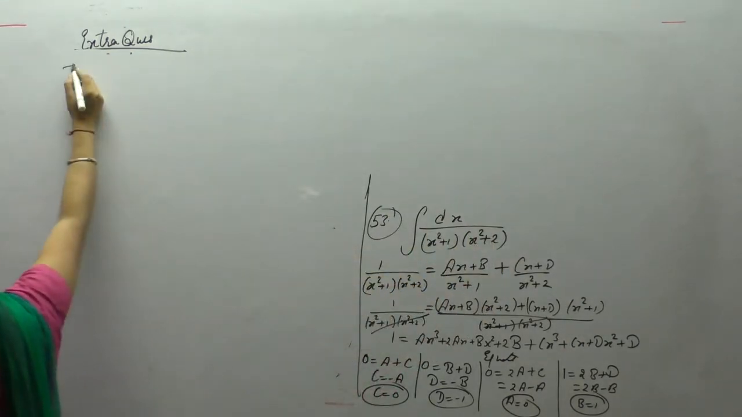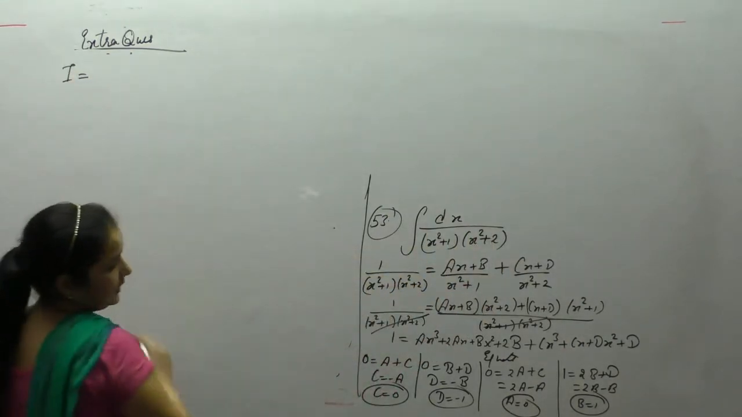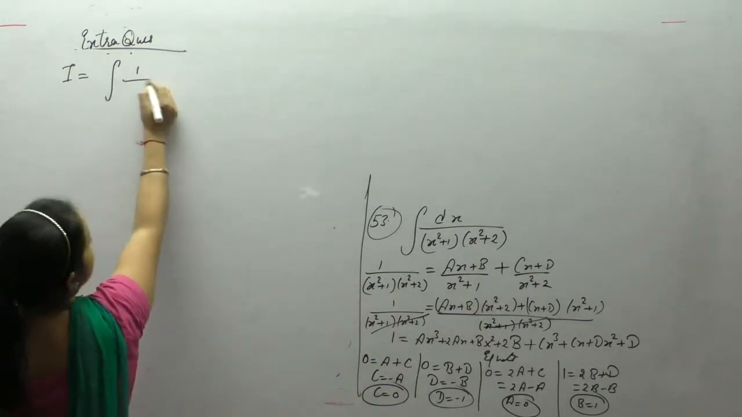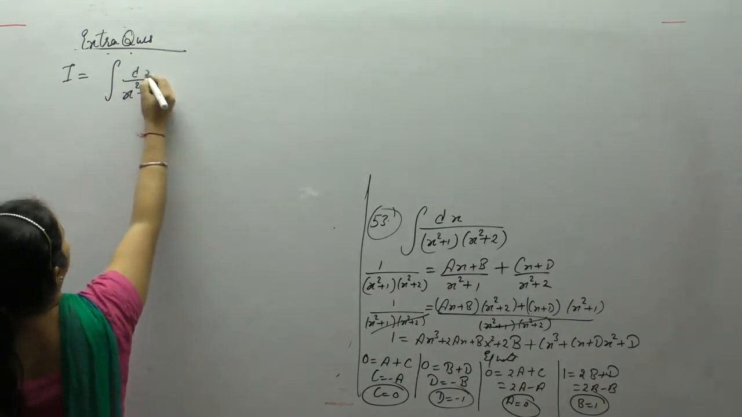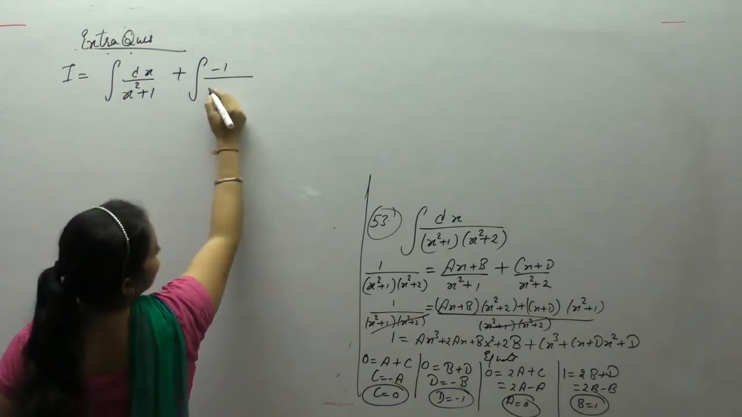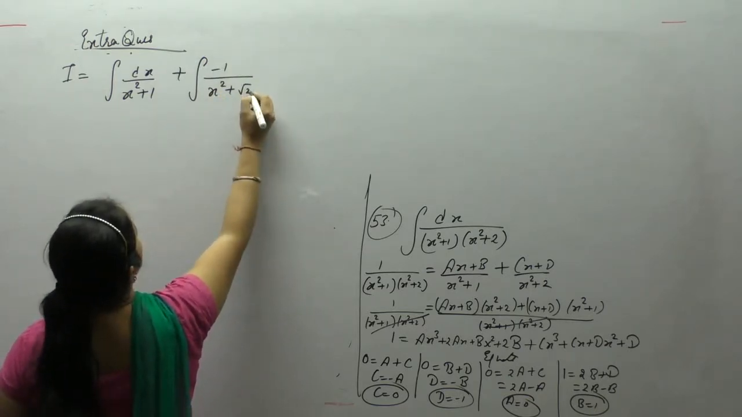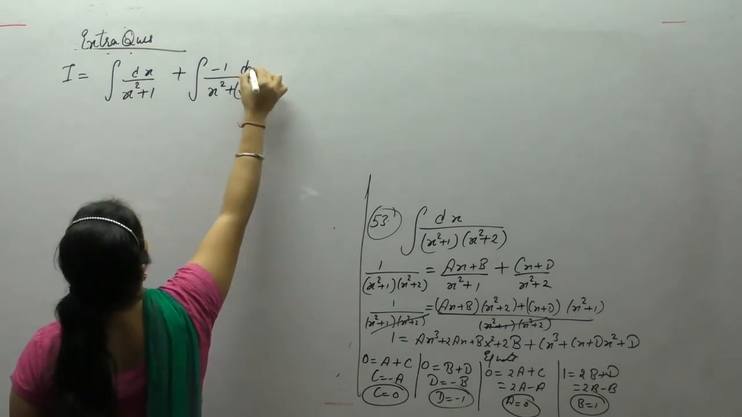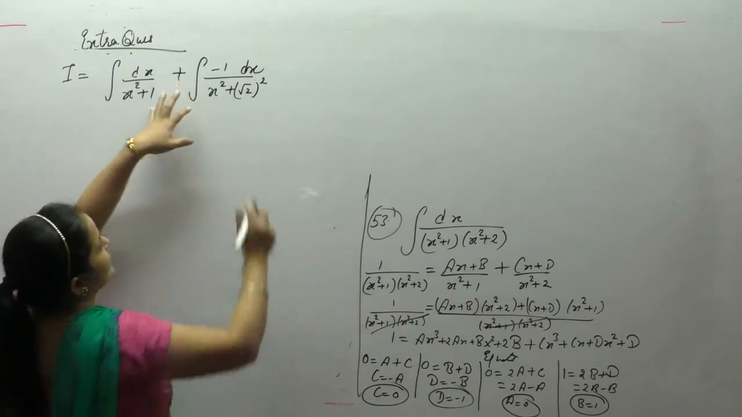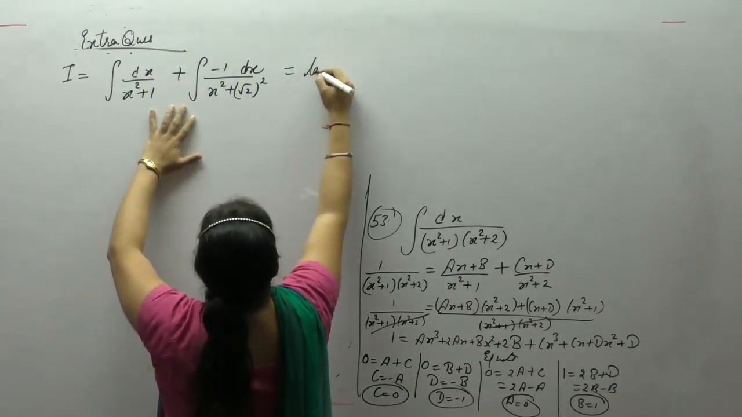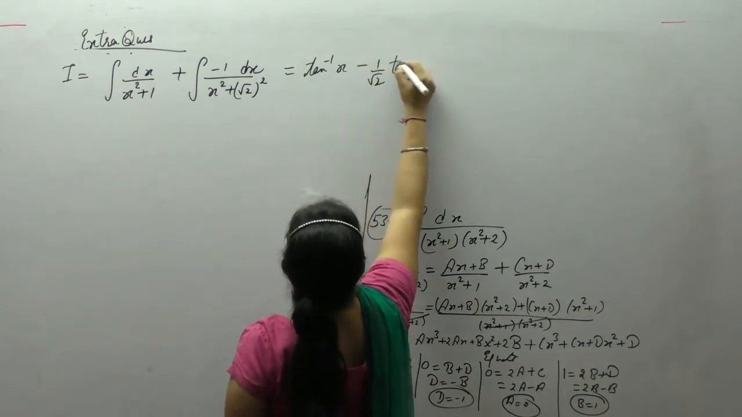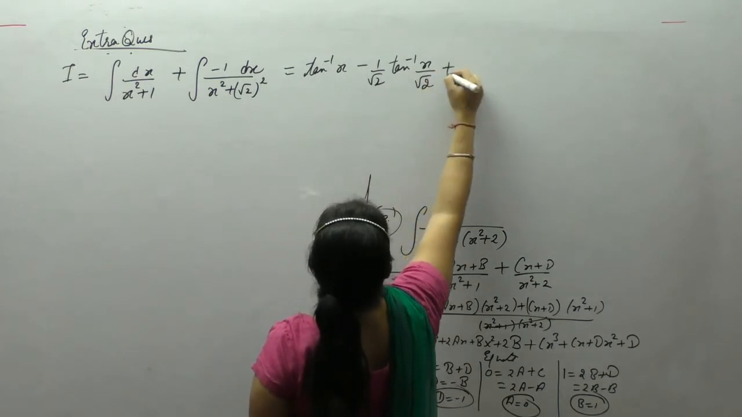Put these values in the given integral. a is 0, 0 into x plus b, b is 1, upon x square plus 1. c is 0, 0 into x, d is minus 1, upon x square plus 2. We can write 2 as square root of 2 square. Integral of 1 upon x square plus a square is 1 upon a tan inverse x upon a plus c.